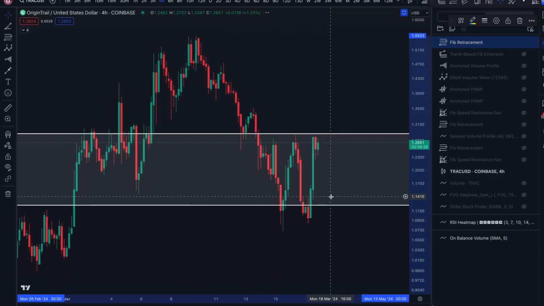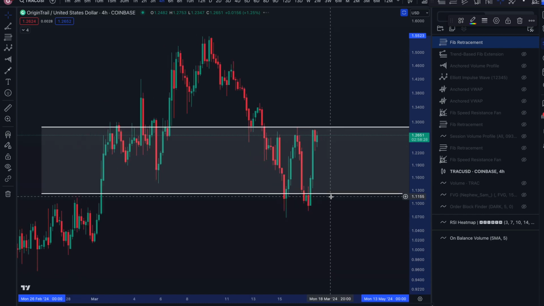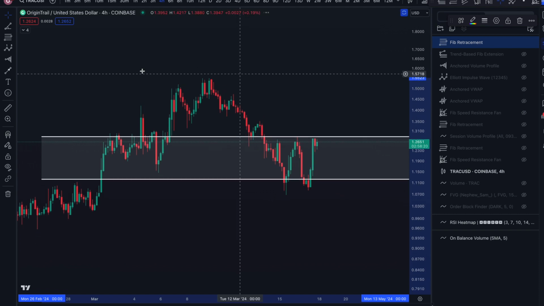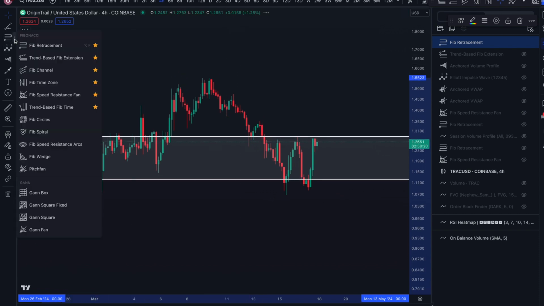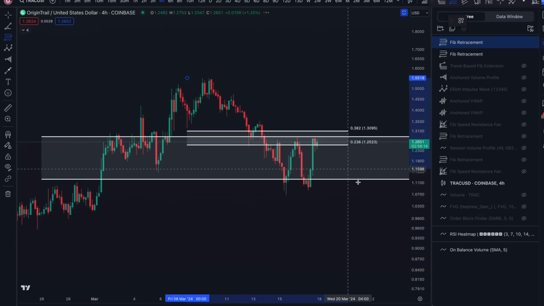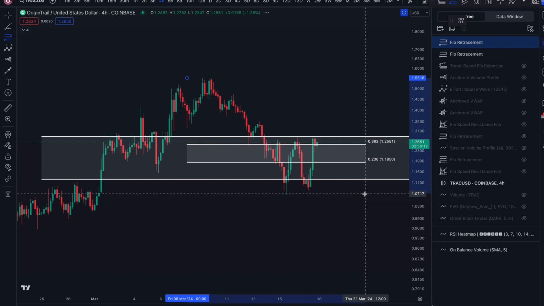Now, when are we confident that this is actually a trend reversal? When am I confident? The first thing I want to do is another fib retracement. Where are the danger zones? That's something we have to look at. Where are the danger zones for TRAC?